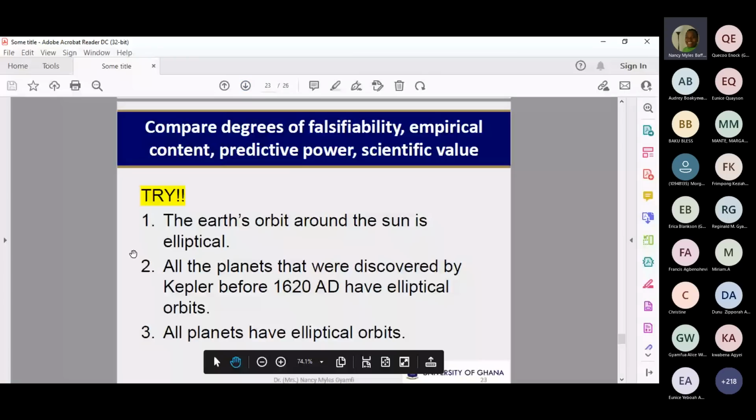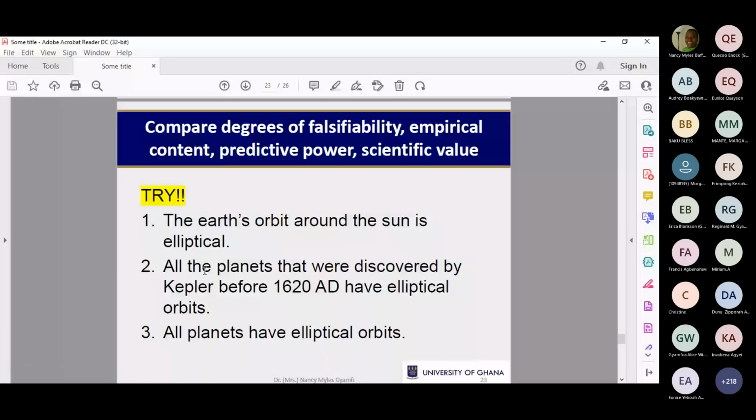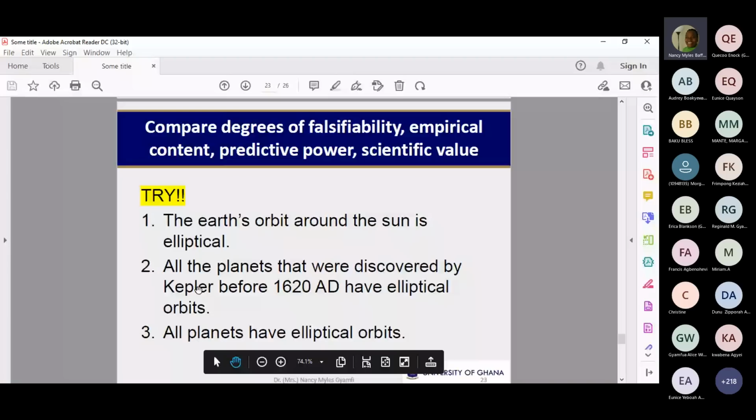So look at 1 and 2 on your screen. The Earth's orbit around the sun is elliptical, and 2 is all the planets that were discovered by Kepler. They are both particular statements, because they are verifiable. If I asked you which has a higher empirical content, 1 or 2? We are comparing the pair 1 and 2, not 3. Number 2. Very good. It means you understand now.